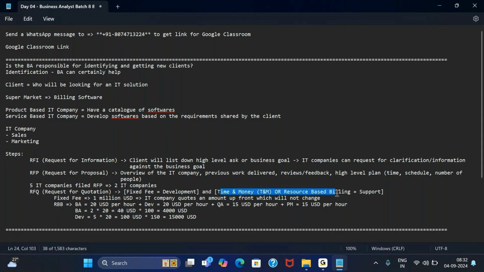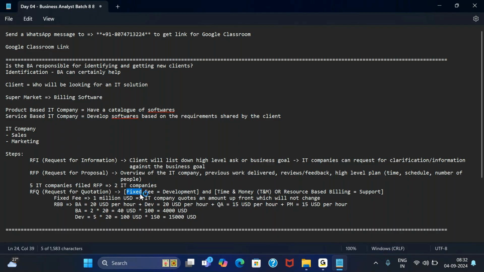But it is up to the IT company, they can change also. There is no general rule that for development you should only go for fixed fee. Things may change. It is up to the IT company on how they feel the business should go. You and I are not going to decide unless we become the CEO of the company.